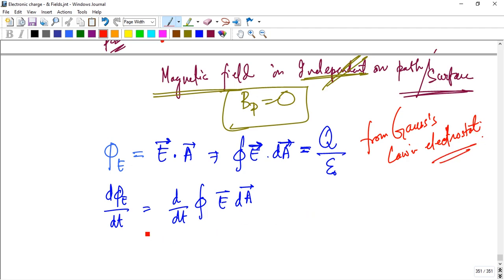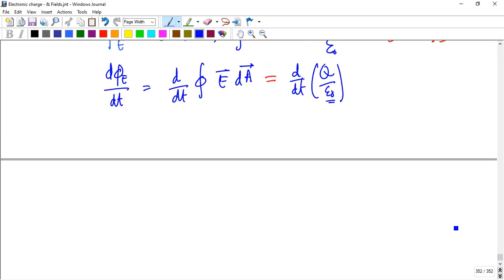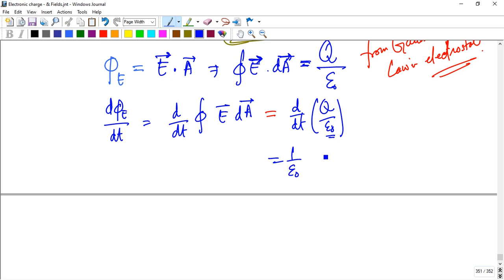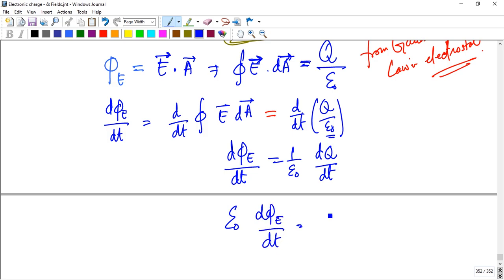So that is equal to d dt of Q over epsilon naught, where epsilon naught is the permittivity of free space. Outside the differentiation, 1 by epsilon naught times dq dt is equal to d phi E by dt. Now epsilon naught d phi E dt is equal to dq dt, the rate of change of charge, which is a current I. Maxwell named this current the displacement current.